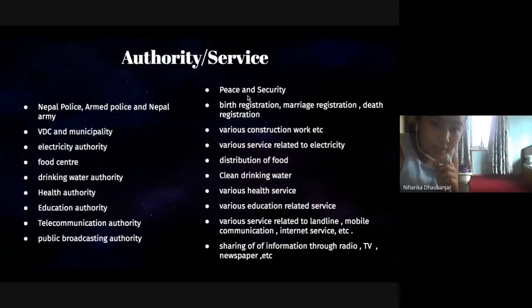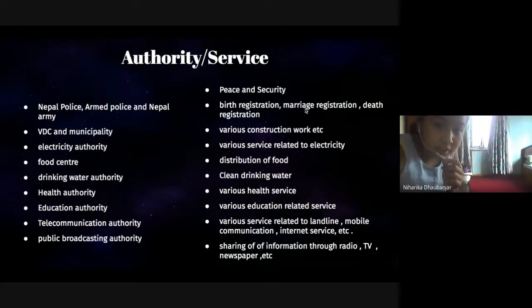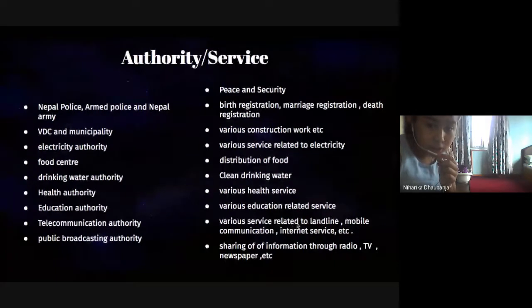Peace and security, net registration, various construction work, etc. Various services related to electricity, distribution of food, clean drinking water, various health services, various education related services, various services related to landline, mobile communication, internet service, etc. Sharing of information through radio, TV, newspaper, etc.